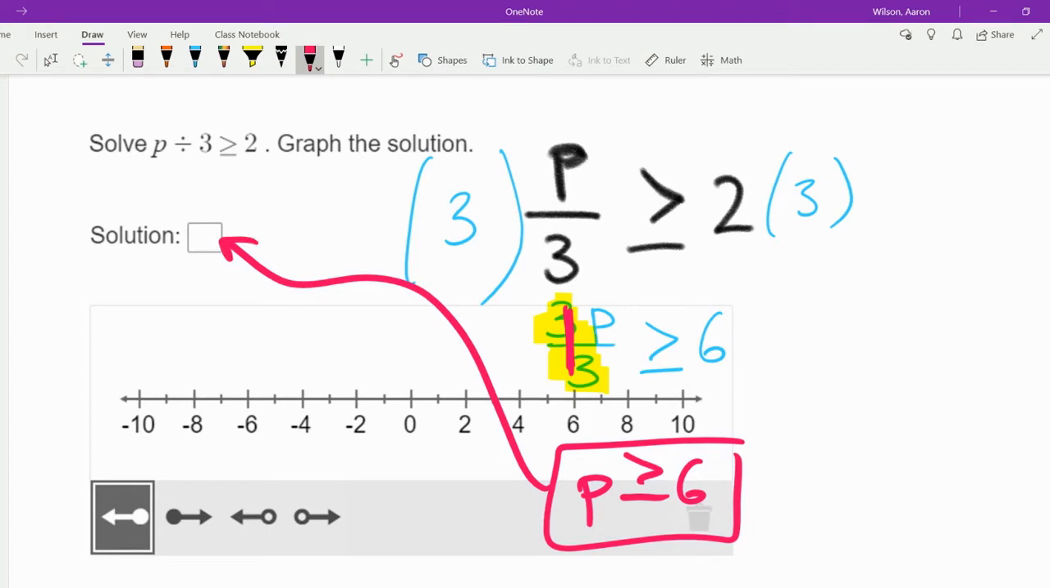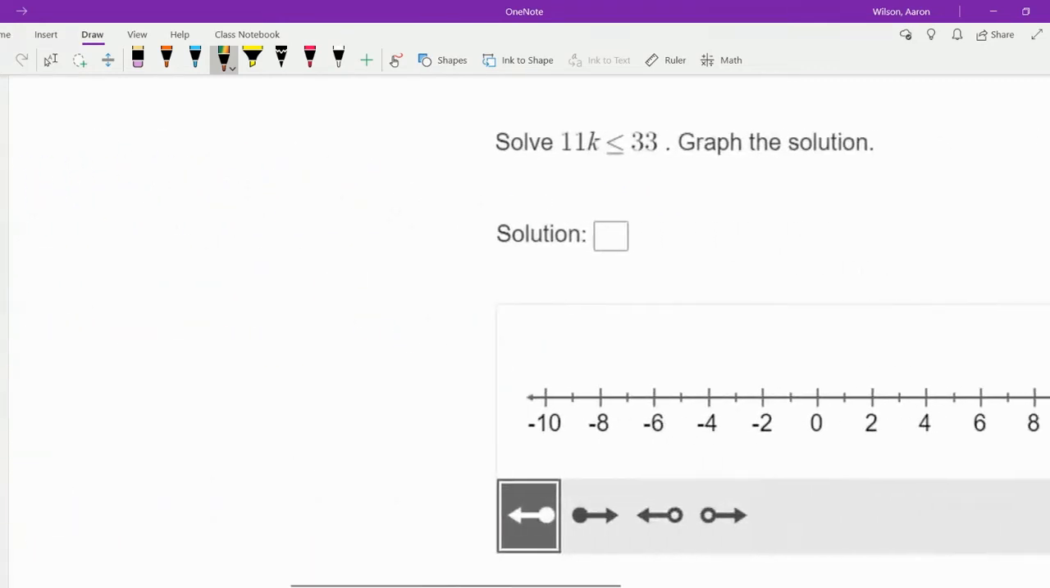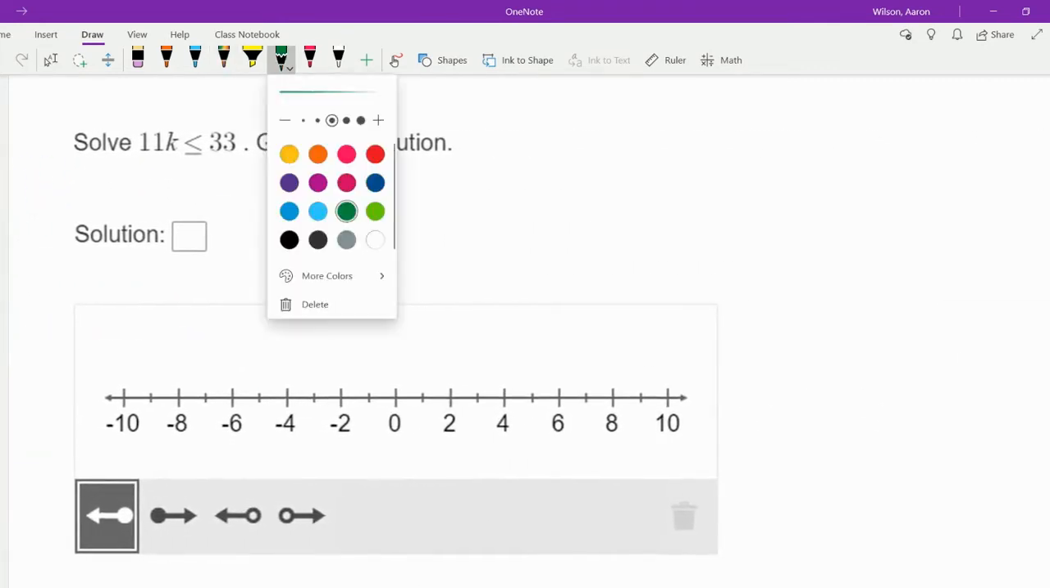Now I have to graph it. P is greater than or equal to 6, so I'm going to color in, or close my circle, on 6. And listen to the way I'm saying it. P is greater than or equal to 6. Greater than 6 is pointing to the right. So it would be the closed circle pointing to the right. All right, on to another one.